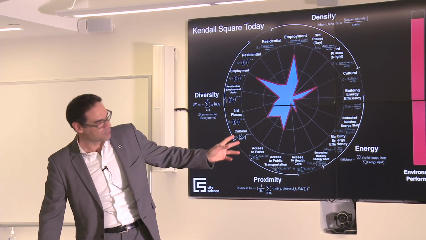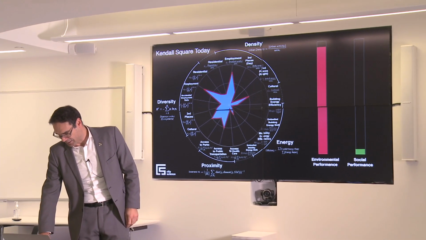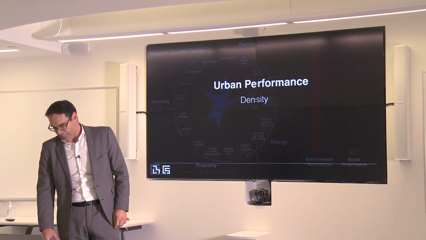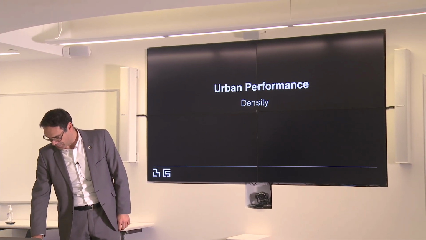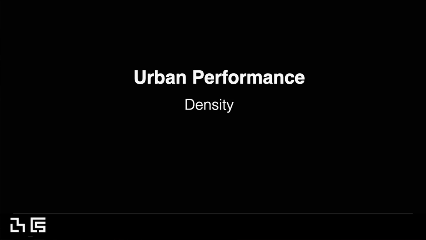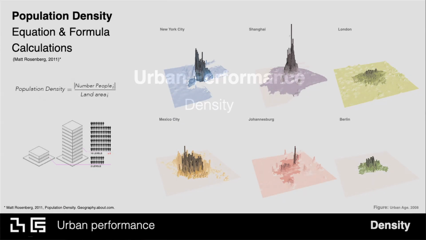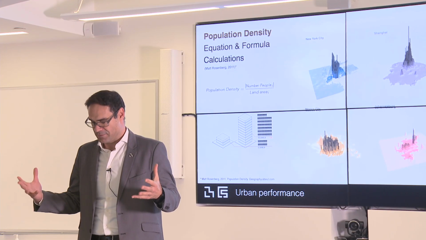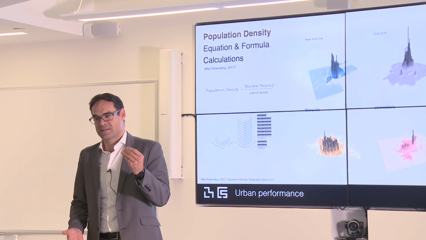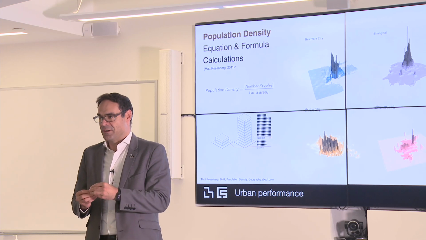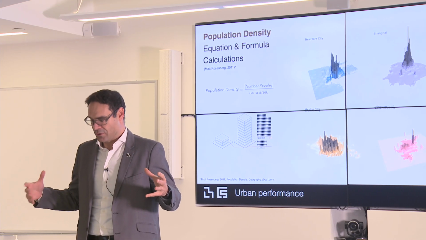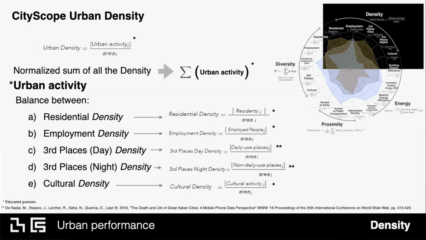So how did we get to this diagram or radar? It was again going through density, proximity, and diversity. And what is density? Density is very easy to calculate. I think everybody knows how to calculate density. It's the number of people divided by the area. We have different densities in the city, and density alone is not telling us that much, because you can have very dense cities that work very well, and very sparse cities that also work very well. So we started looking into different types of densities.